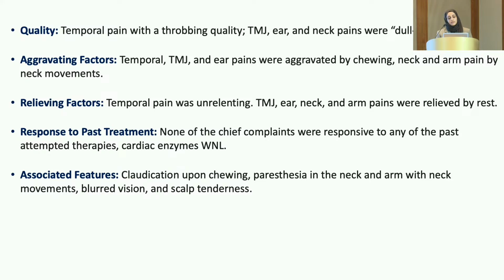Associated factors: claudication during chewing. Claudication is a jaw pain while functioning, and it is a different type of pain. It's different than a muscle type of pain because it's usually caused by fatigue of the muscle due to lack of blood supply. And also he experienced paresthesia in the neck and arm during the neck movement, blurred vision, and scalp tenderness on palpation.